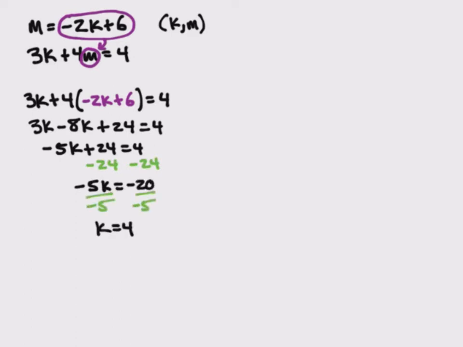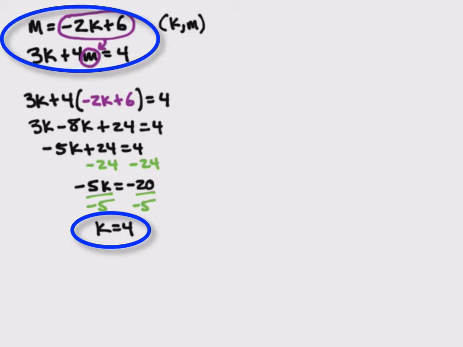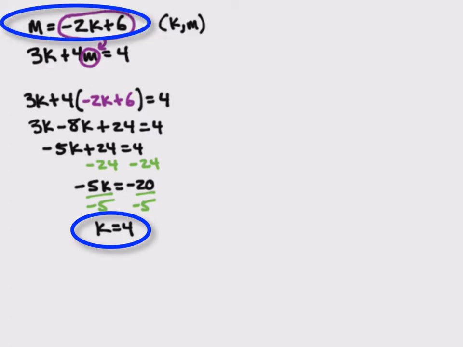So, we find that if both of these statements are true at the same time, if there is a solution, then the k value of that solution must be 4. Now that we have the k value of our solution, all we need to do is substitute this into either of our original equations to find the m value. No matter which one we choose, we should find the same m value. But we might as well substitute it into the first equation, as it looks like that one might be a little easier.